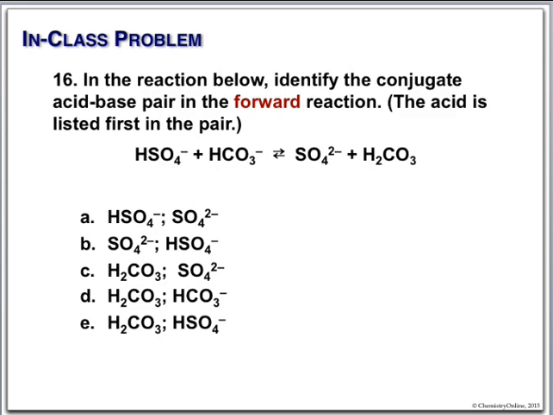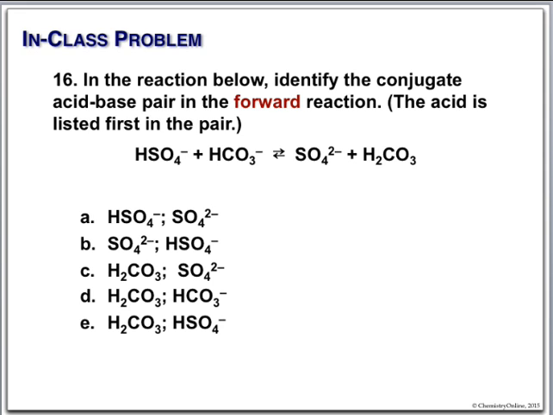All right, we have a very simple acid-base reaction here. We're interested in the forward reaction. Now remember, this is what we call an equilibrium. In an equilibrium, the reaction can go both forward and reverse at the same time. So they're going back and forth. That's what an equilibrium is. But here, we're only interested in the forward direction.